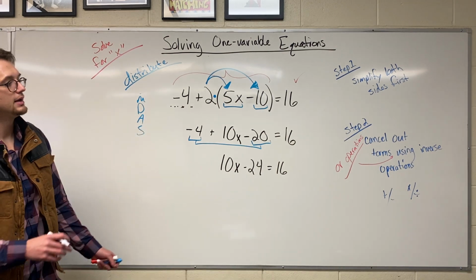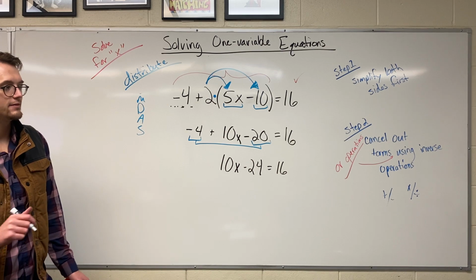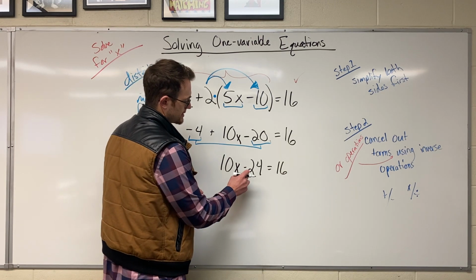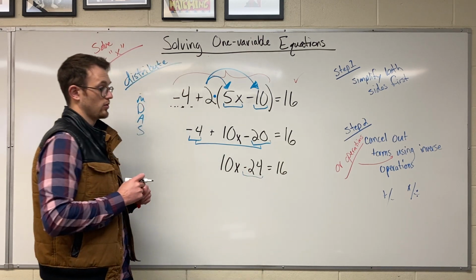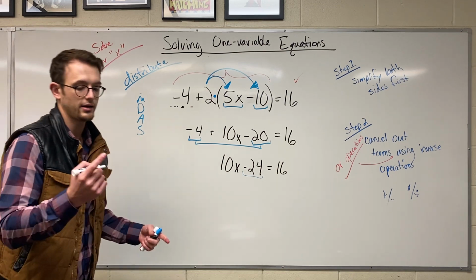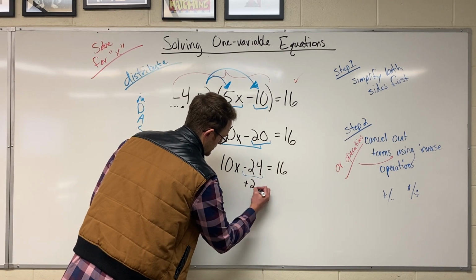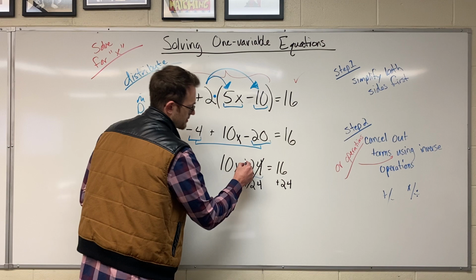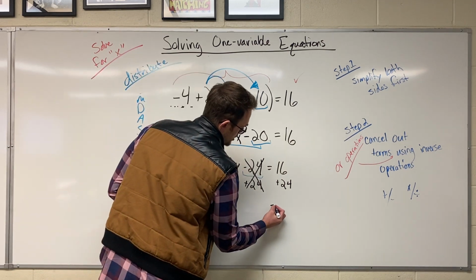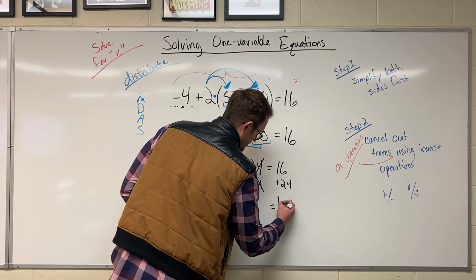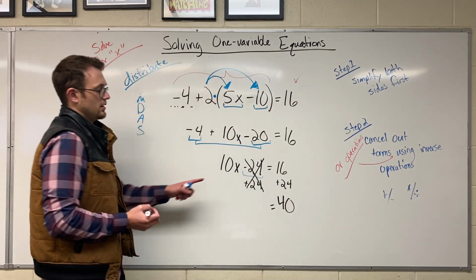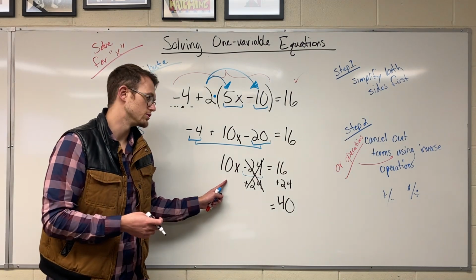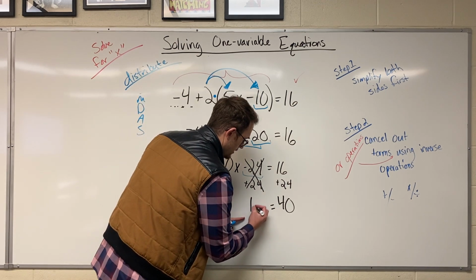Now I start on step 2. Cancel out terms or operations using inverse operations. I want to get rid of this negative 24. So what's the opposite of subtracting 24? Adding 24. So let's add 24 to both sides. Cancels out. It's gone. So 16 plus 24 is 40. I didn't touch 10x, all right? Things that you do not touch, do math with, you drop down, all right? I've done that a few times now.